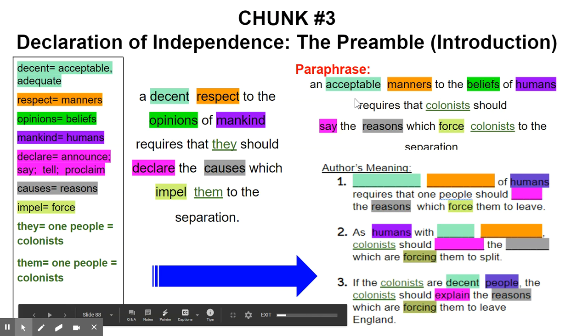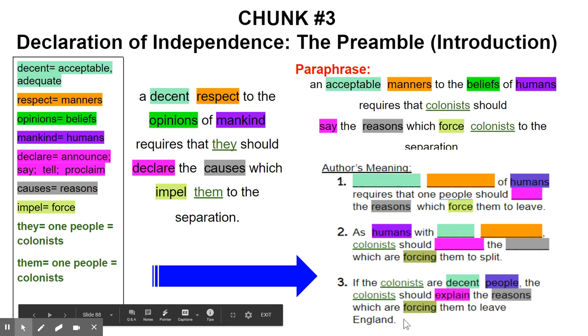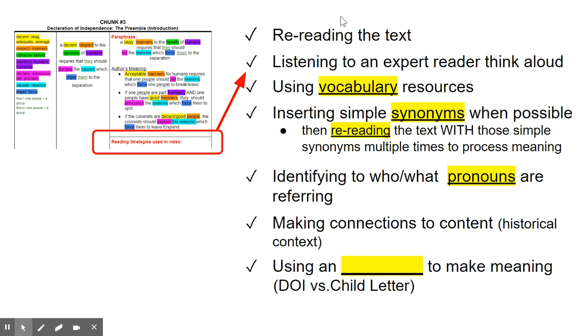All right. So we just finished looking at different paraphrases that attempt to capture the author's meaning. Okay, so all these notes should be filled out by now. Now we're ready just to pause for a second and digest all the reading strategies we've used so far. Okay, so we've reread the text. We're still listening to an expert reader. We used our vocabulary resources, which are all those definitions provided to us over here.